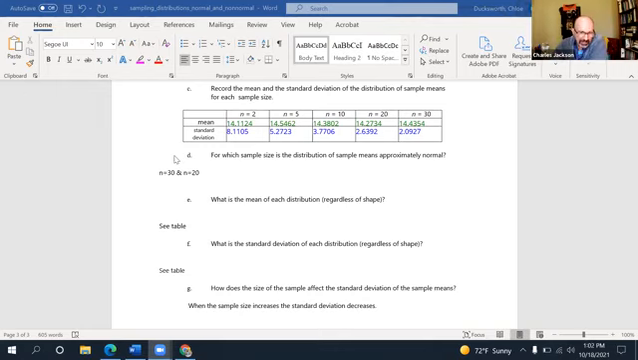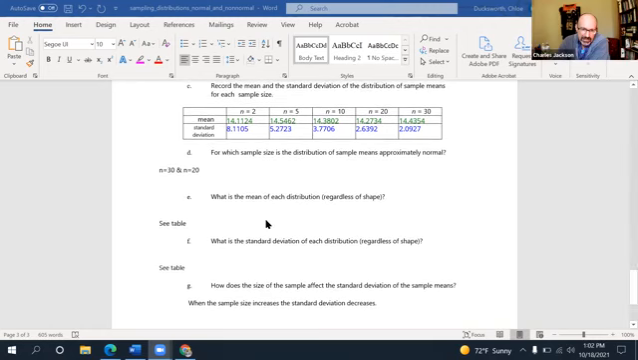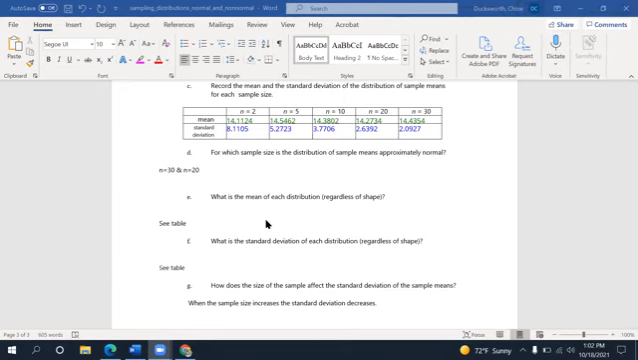How does the size of the sample, this is H, okay? How does the size of the sample affect the shape of the distribution? The higher the sample goes, the more uniform or bell-shaped it is. Yeah.